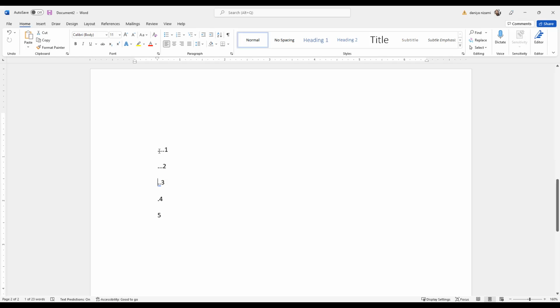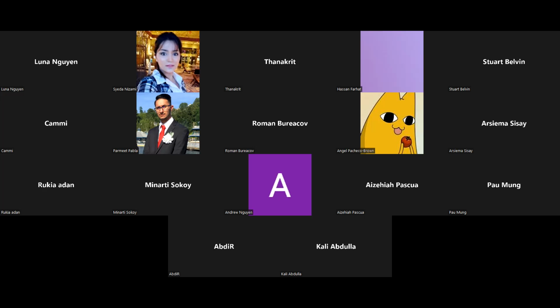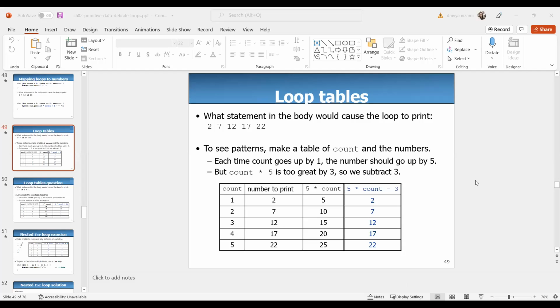So let's look at how that loop table works. So what is a loop table? Let me show you with some other examples, and then we will come back to this one. Let me stop the share and let me share my PowerPoint slides to understand how the loop table works.